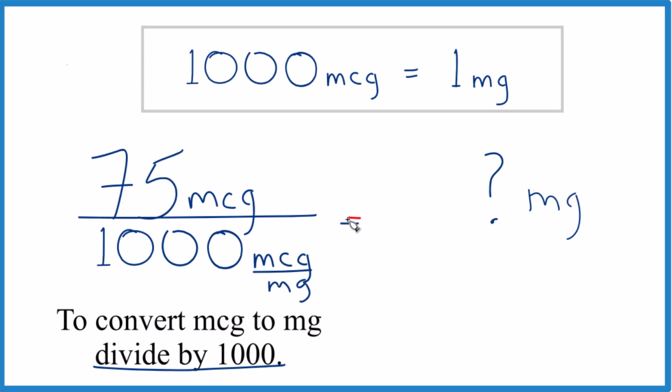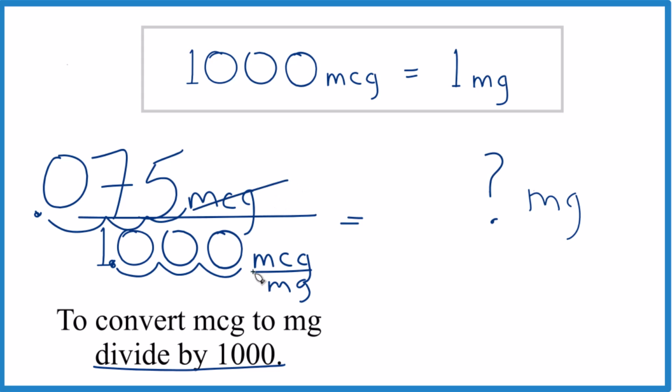So now when we divide, we move the decimal place 1, 2, 3, so we're just dividing by 1 here. And then up here, 1, 2, 3. We need to put a 0 in here as a placeholder. And so 75 micrograms, that's 0.075 milligrams.